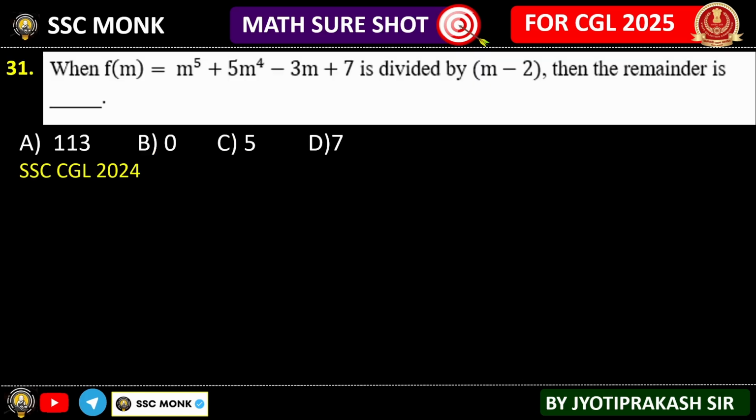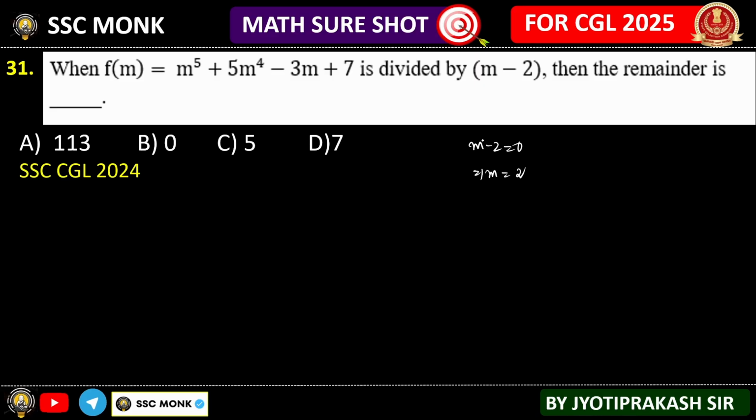Done. Next, when f(m) = m to the power 5 plus 5 m to the power 4 minus 3m plus 7 is divided by m minus 2, the remainder is what? Now see, when this sort of question is given, you will directly write it like this. Whatever is given, you will write m minus 2 is equal to 0. So the value of m should be 2.